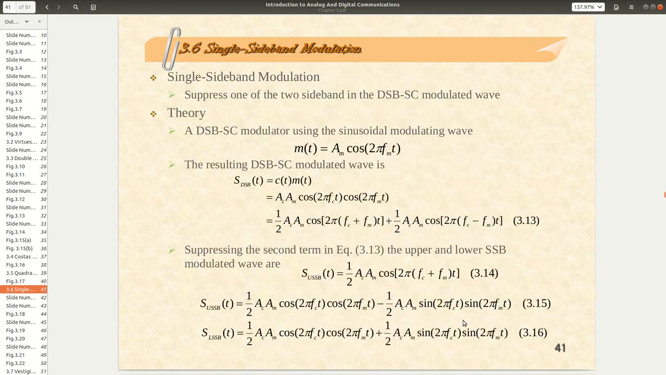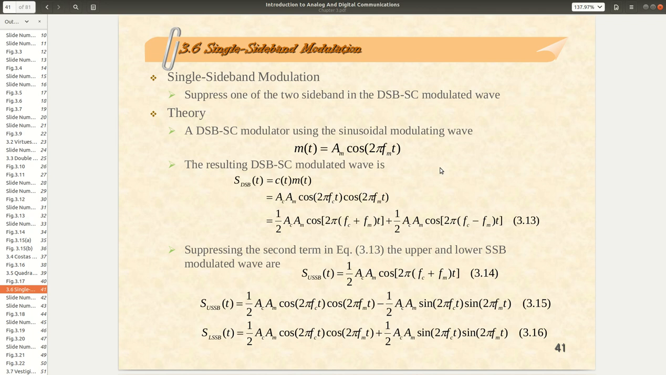Now the other types of modulation: we say there are three, double sideband, single sideband, and vestigial sideband. In single sideband, we only send one side of the signal instead of the two sidebands in double sideband, because the signal is already symmetric around the origin, and it's the same information but reversed.